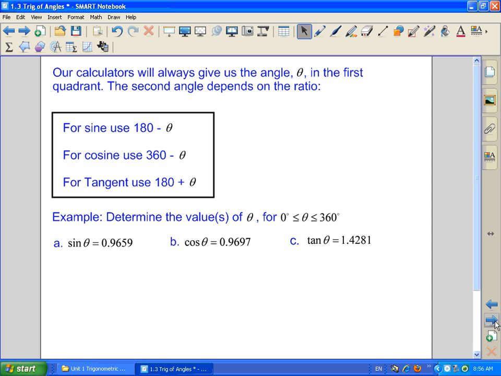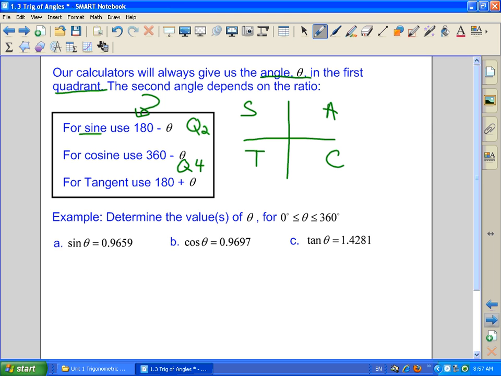Our calculators will always give us the angle that is in the first quadrant, or the acute angle. The second angle depends on which ratio it is. So again, you use your CAST rule to see if you're adding or subtracting that angle. For sine, you're going to take 180 subtract theta, which is your angle given, because that's in quadrant 2. For cosine, you're going to use 360 subtract the angle because that's in quadrant 4. And for tangent, you're going to take 180 plus that reference angle, which is Q3.